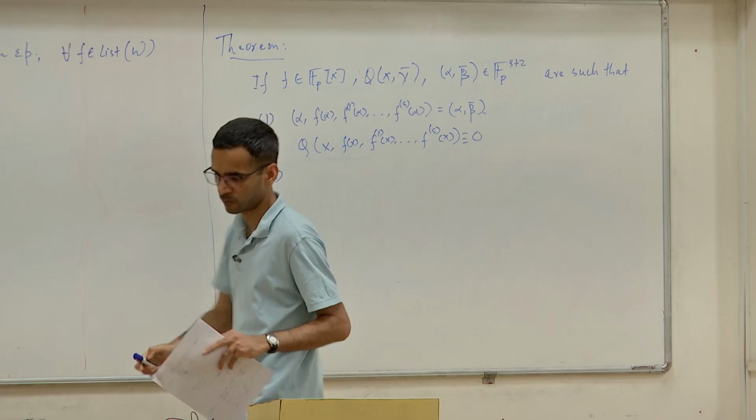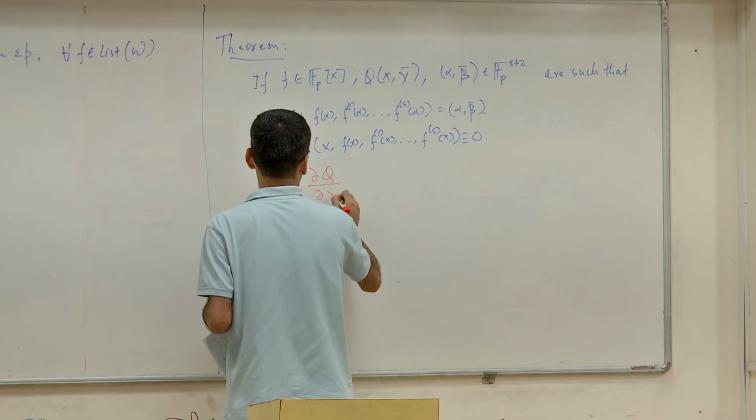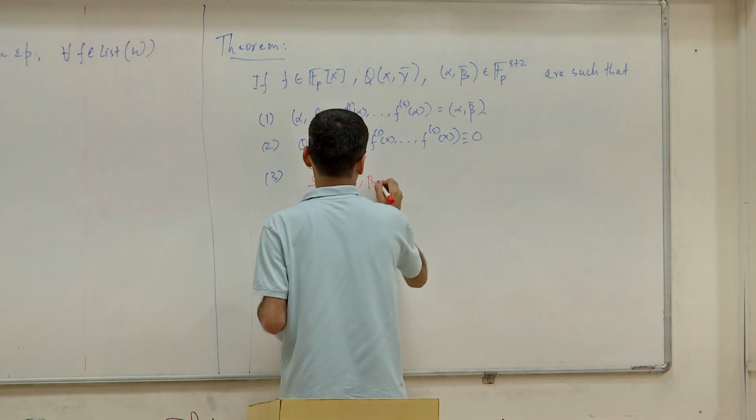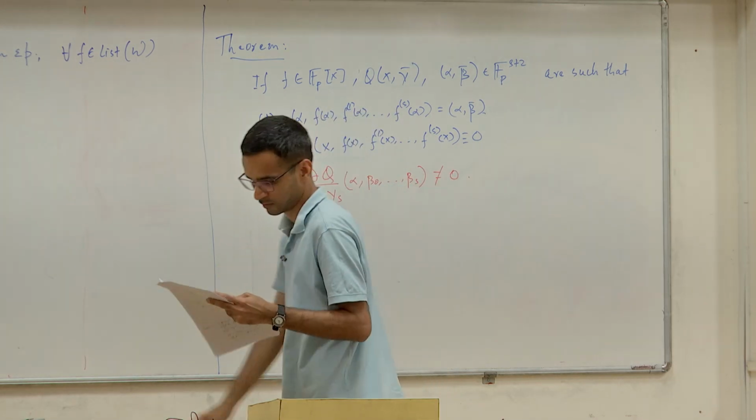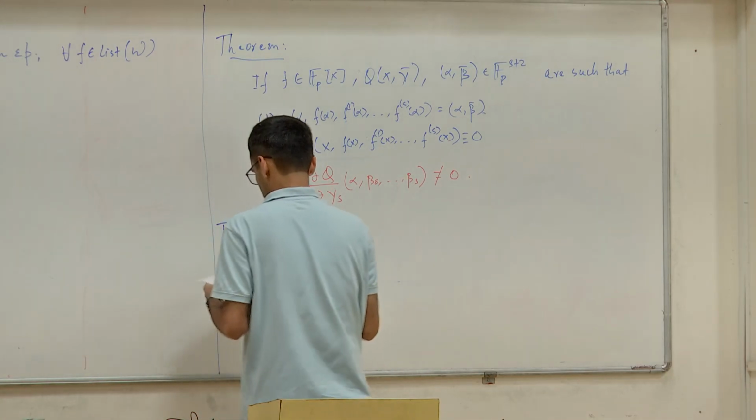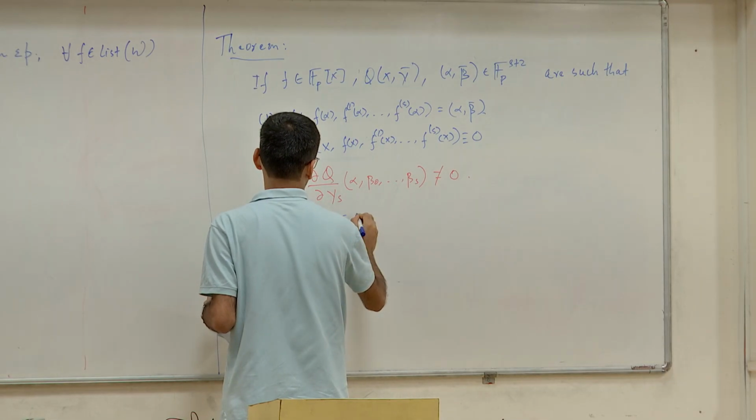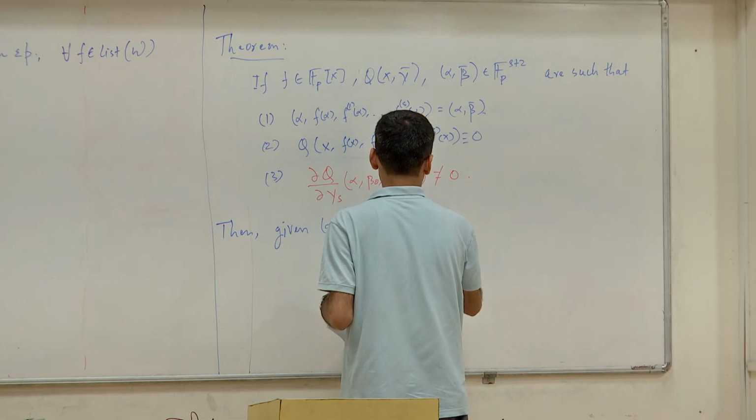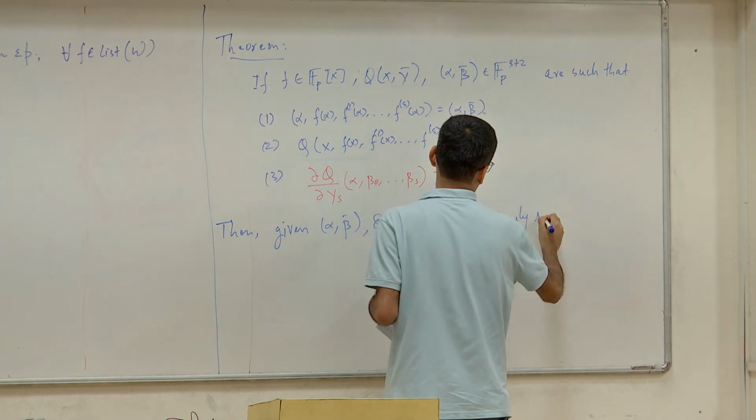And third condition, write this in red, is that it is non-zero. So then, given alpha, beta and q, f can be uniquely recovered.